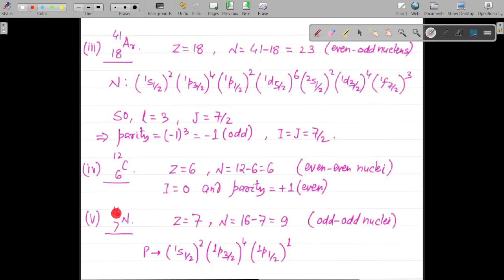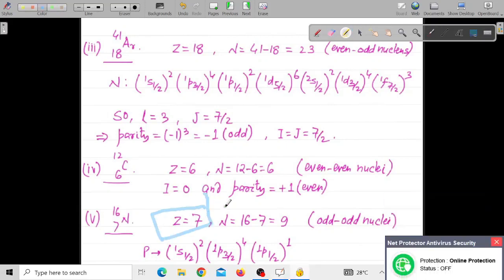Now N-16, let us look at this particular example. N-16, so Z equal to 7 clearly over here, and the number of neutrons is equal to 16 minus 7, which is equal to 9. So the number of protons is odd, the number of neutrons is odd, so it is an odd nucleus. Now, as it is an odd nucleus, we have to write with respect to both.